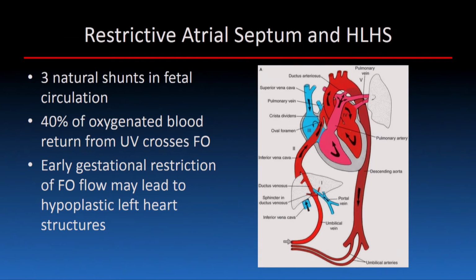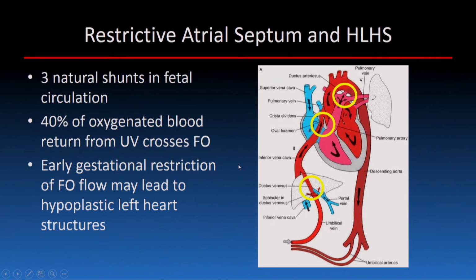So we're going to shift gears again. We're going to talk about restrictive atrial septum related to hypoplastic left heart syndrome. Again, a very quick, easy review for all of us. There are 3 natural shunts within the fetal circulation: the ductus venosus, foramen ovale, and the ductus arteriosus. And that foramen ovale is critical to allow the oxygenated blood from the umbilical vein to go across from the right to left atrium to allow for growth of those left heart structures.